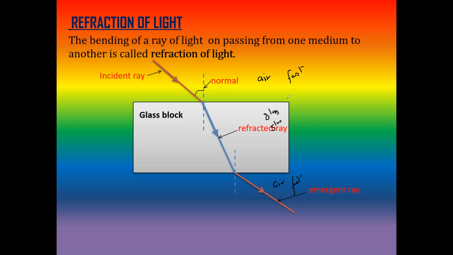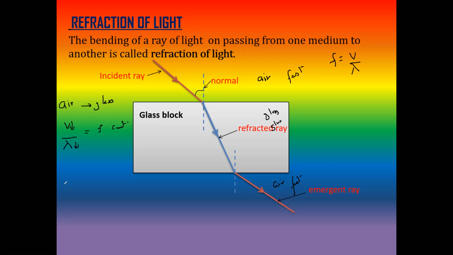The frequency does not change, but what happens to speed? Moving from air to glass, we observe the speed decreases. If speed decreases, what happens to the wavelength? The wavelength should also decrease so that the frequency remains constant, since frequency is equal to speed divided by wavelength.